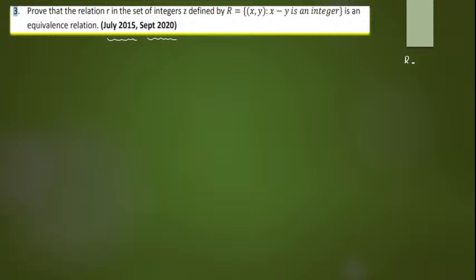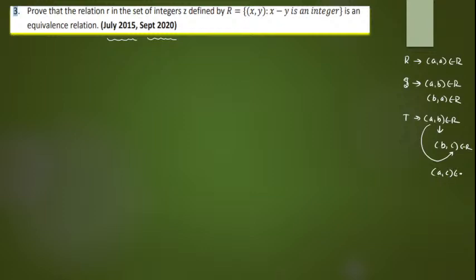Clear? So to show reflexive, you have to show that all the doublets should be present in your relation R. And if you want to show that the relation is symmetric, for every order pair a comma b belongs to R, you have to show that b comma a also belongs to R, means reverse. And if it is transitive, if a comma b belongs to R and starting with b comma c belongs to R, then you have to show the third order pair a comma c must belong to my relation R, then only it is transitive.